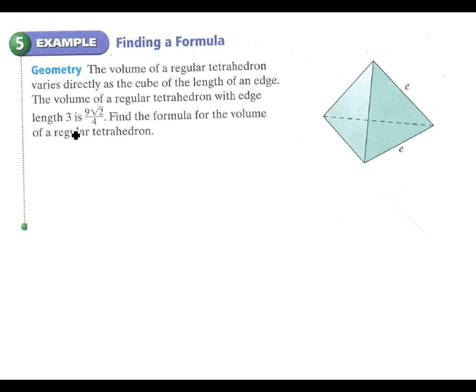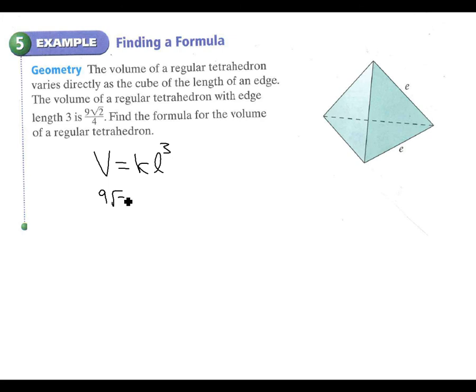All right, so let's find a formula here. The volume of a regular tetrahedron varies directly as the cube of the length of an edge. The volume of a regular tetrahedron with edge length of 3 is 9 root 2 over 4. Find the formula for the volume of a regular tetrahedron. So let's go back in here. The volume, so I'm going to write as I read. Volume varies directly, so K, with the cube of the length of an edge. So length cubed, okay?